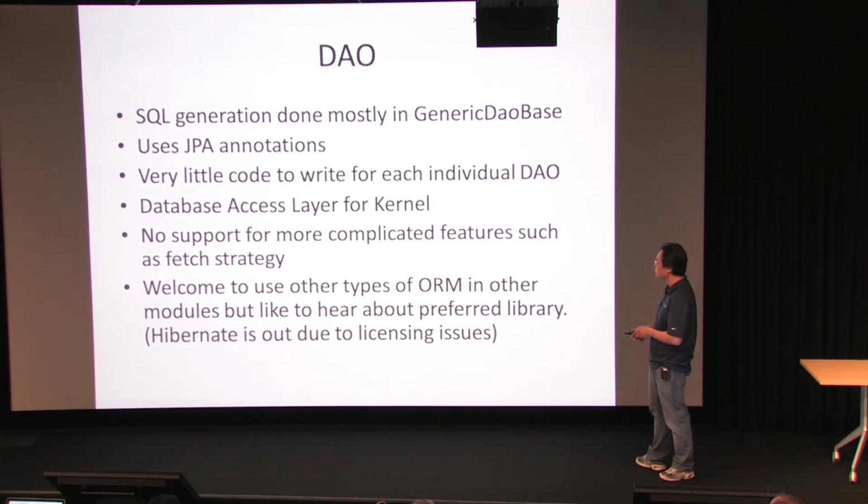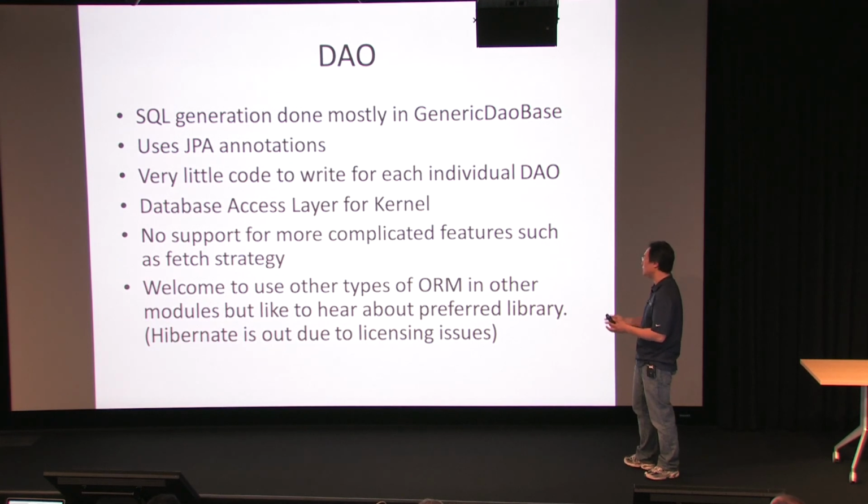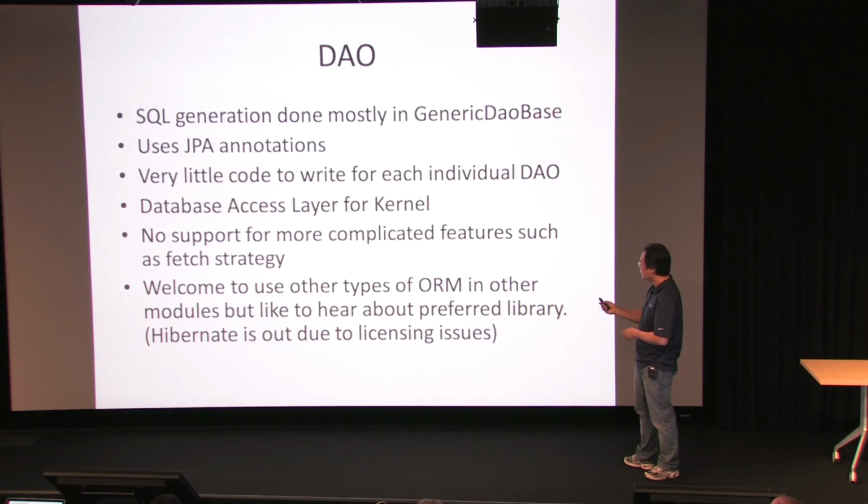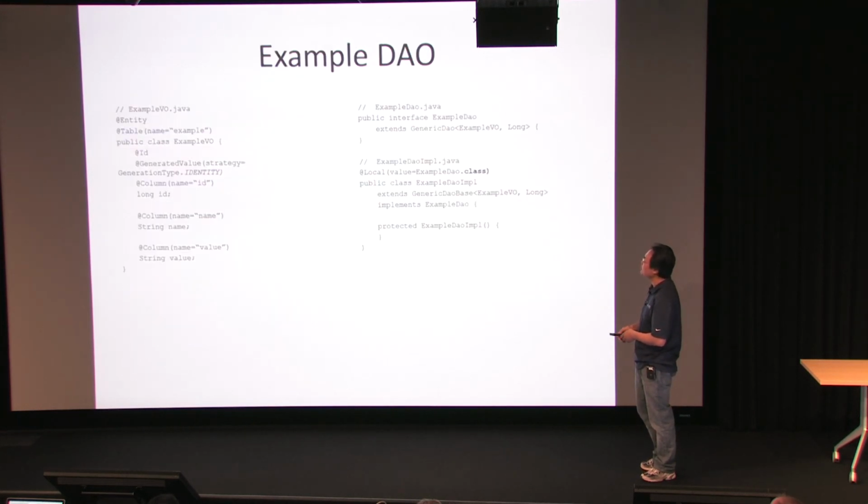And I wanted to show it here so that people can see what can be done. And like I said, we have no support for complicated features like prefetch and things like that, if you're familiar with JPA. But we do use JPA annotations. And by the way, Hibernate has been ruled out because the licensing doesn't make sense. So don't use Hibernate. Find a different ORM. I'm open to suggestions, but that's a licensing issue.